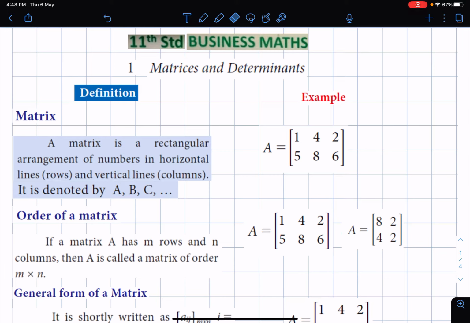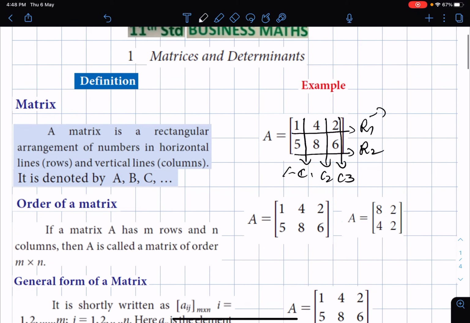So what is the horizontal line? Here you are given A equal to 1, 4, 2 and 5, 8, 6. So this one is going to be your horizontal first line. This is the first line, name it as R1, and this is your second line, name it as R2. And if you draw the vertical lines, that is perpendicular lines, this is going to be your C1. Similarly this is going to be your C2 and this is going to be your C3. So R represents rows and C represents columns. So here your number of rows are 2 and number of columns are 3.